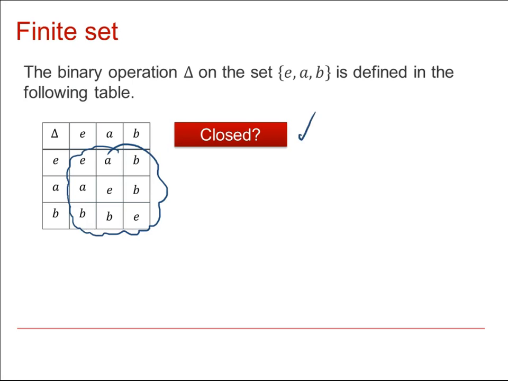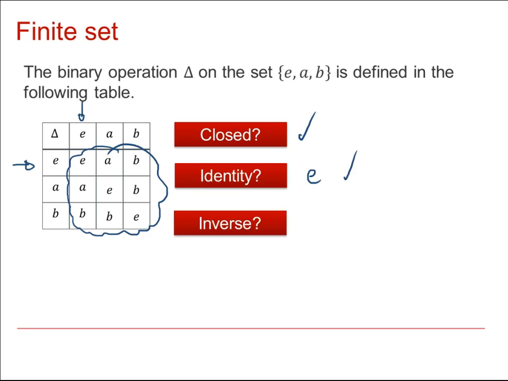Next one to decide is, is there an identity element? And clearly we can see that E is an identity, so yes, E is the identity. And then, do the elements have inverses? Well, E is bound to be its own inverse because E combined with E is E. What about A and B? Well, we can see that they are both self-inverse because A Δ A is equal to E and B Δ B is equal to E. So each of the elements is self-inverse, so yes.